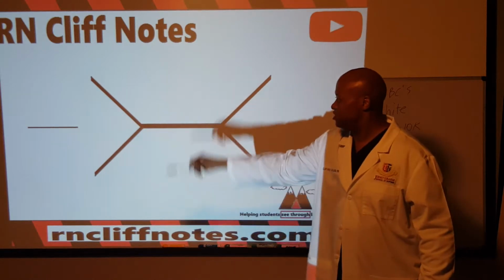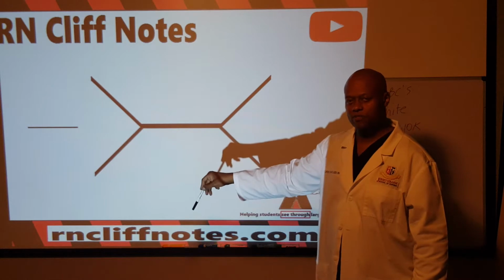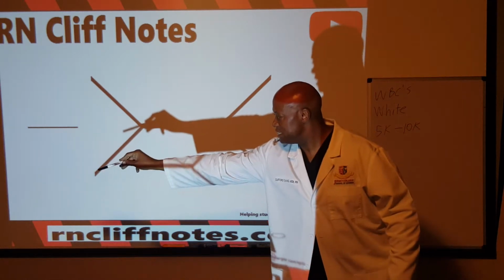Then we had H&H, hemoglobin and hematocrit. What was that again? 14, 44? Got it. 5 to 10K.